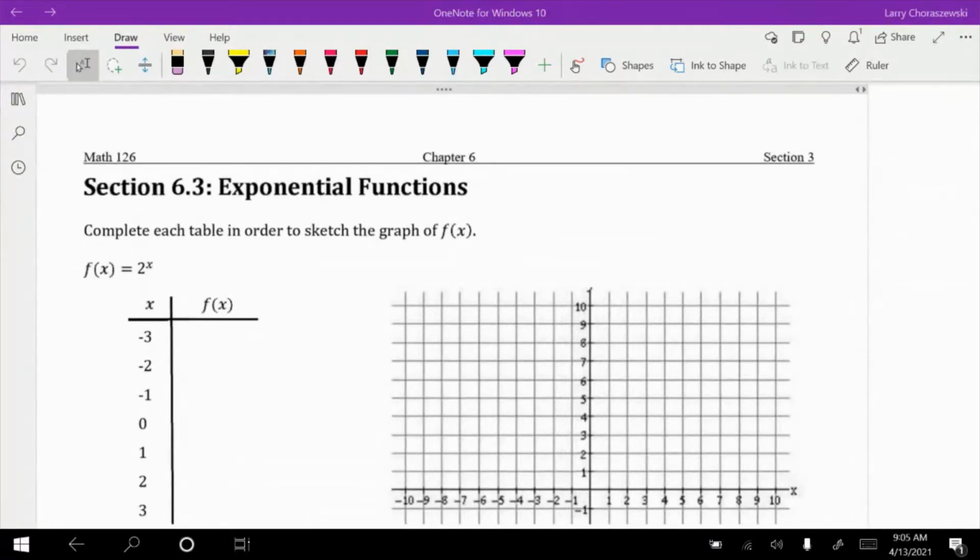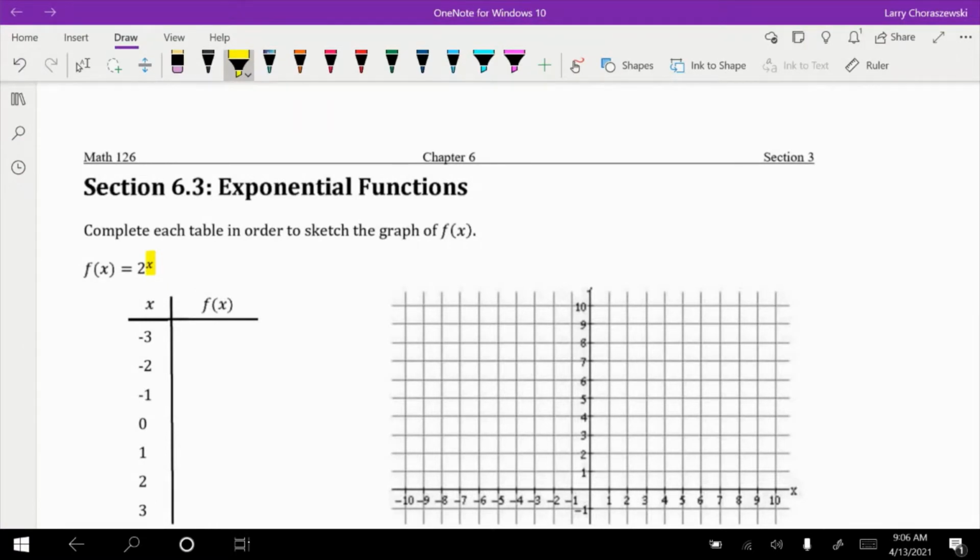And we're going to start by graphing a few. The first one that we're going to graph is 2 to the power of x. So what makes this an exponential function is that you have a fixed base. Okay, 2 is a fixed number. That's not going to change. But what is changing is the exponent that's on this 2.